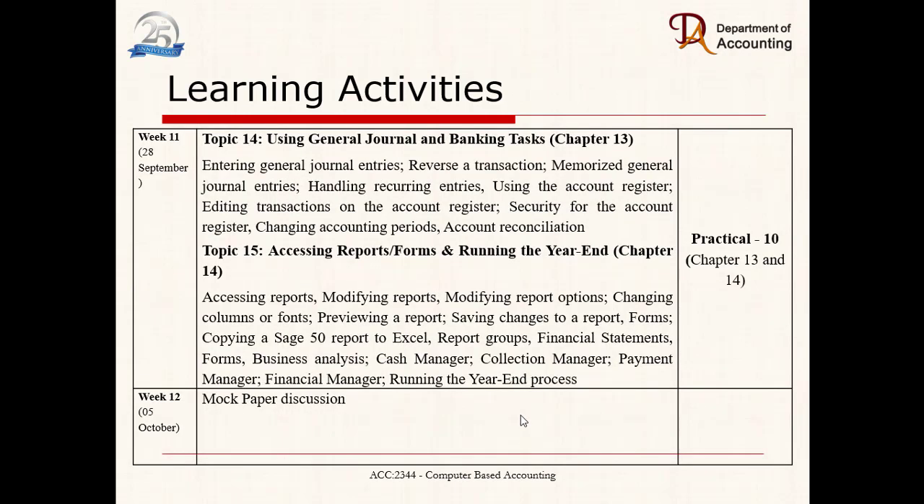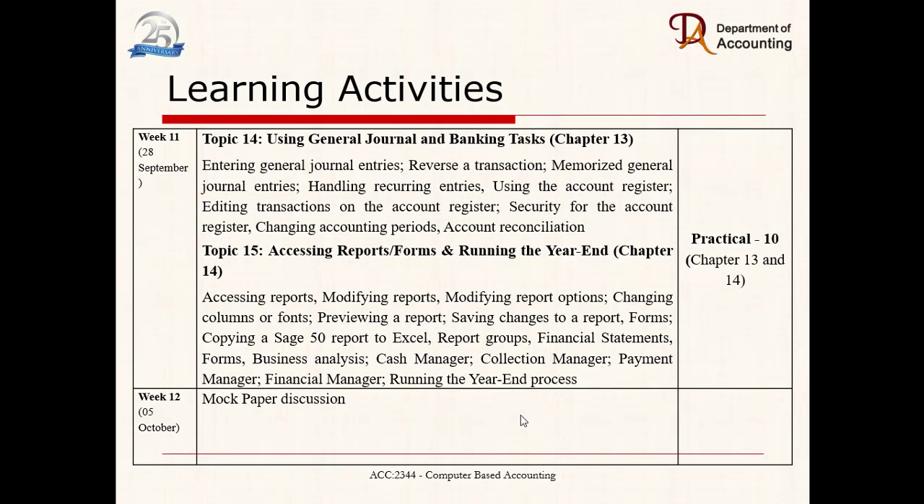Then on week 11, we are going to move on to the general journal. Since you are A-levels, you are familiar with the general journal. Here you are going to learn how to apply general journal entries. You would be having accruals, prepayments, and some recurring transactions.